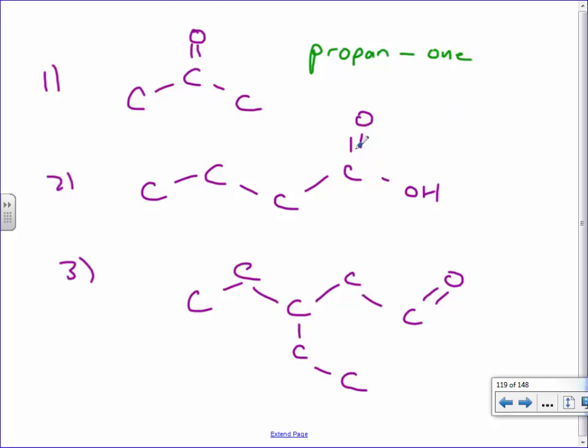Oh, wait, this one right here has the carboxylic acid group, where it has both the OH and the carbonyl group there. So you just have to figure out how many in a row you have. You've got 1, 2, 3, 4 in a row. So this will be butanoic acid. No numbers required.